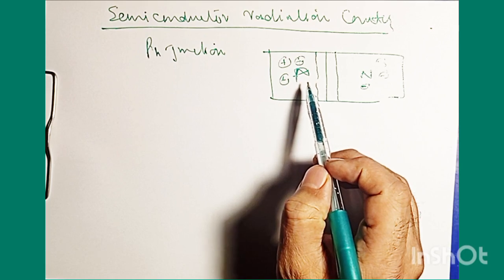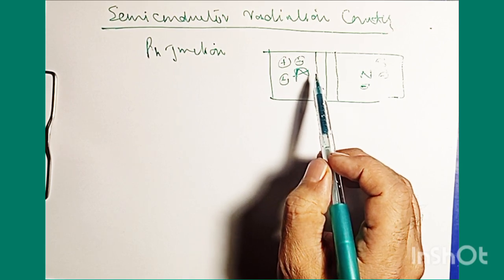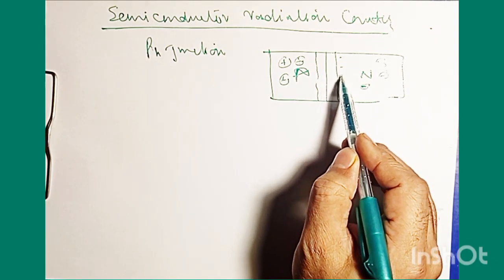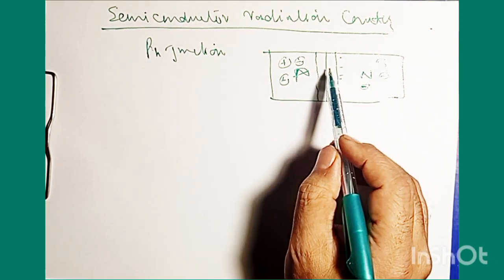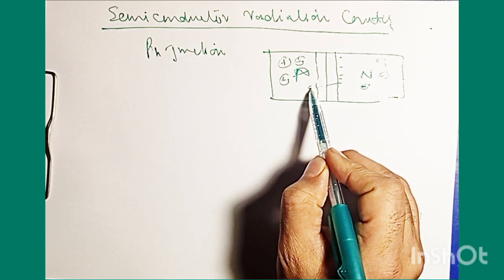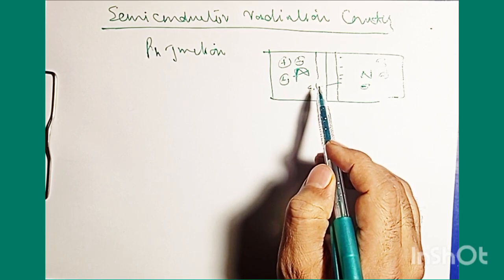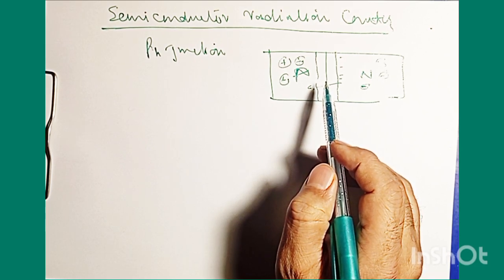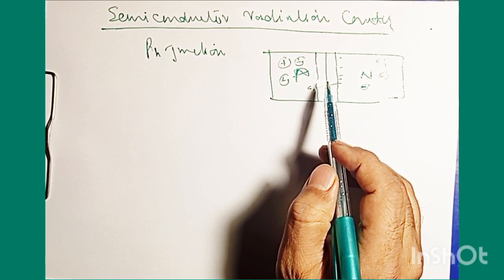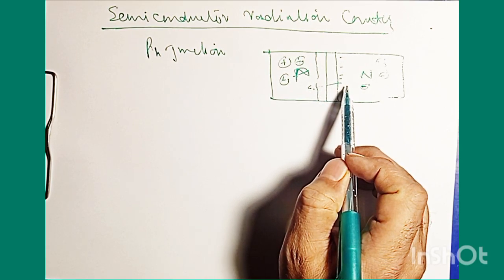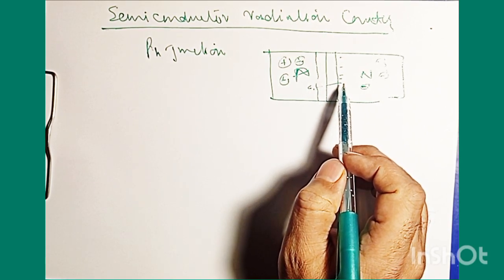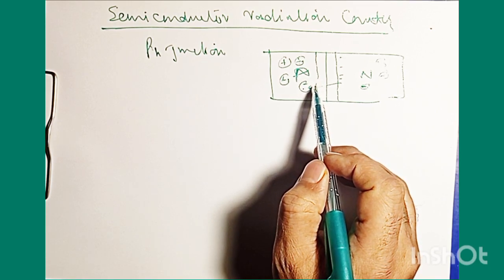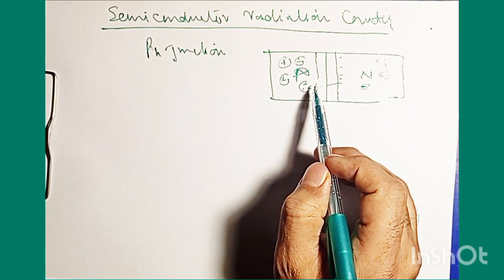Now, at a p-n junction, the free electrons that are present in the n-type get diffused across the boundary into the p-type, thus leaving the n-type material positively charged. As the p-type material gains the electrons, it acquires an equal negative charge.